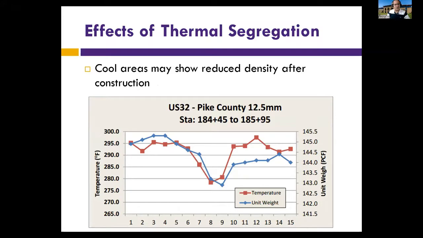This graph here shows that there is a very close relationship between the decrease in temperature, shown in red, and the decrease in density. So again, density is a very clear factor that shows how good your construction is. You can see that the cooler the mix, the less the unit weight, and that means that you have more air void and you have a permeable mix, and that would cause premature failure.